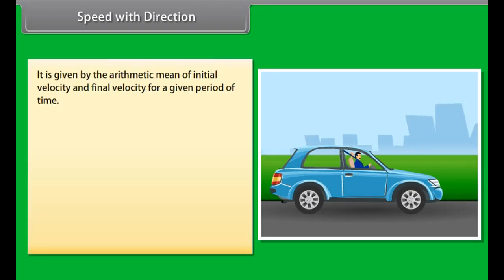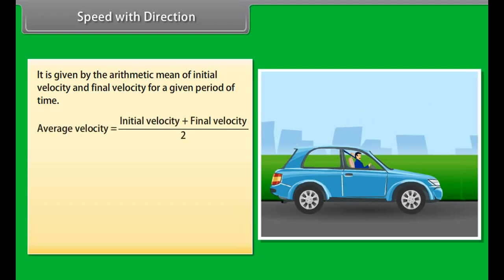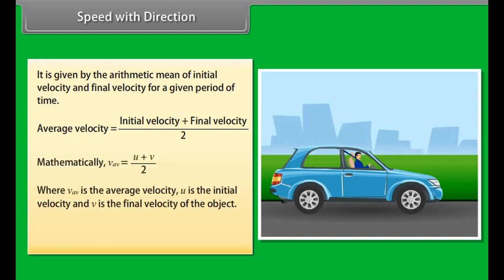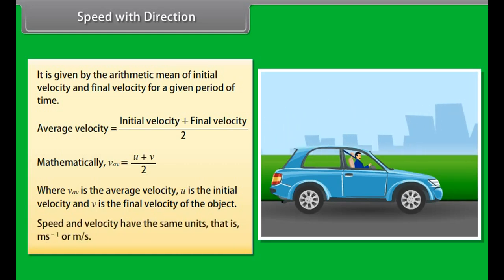It is given by the arithmetic mean of initial velocity and final velocity for a given period of time. That is, average velocity is equal to initial velocity plus final velocity divided by 2, where v_av is the average velocity, u is the initial velocity, and v is the final velocity of the object. Speed and velocity have the same units, that is, meter per second.